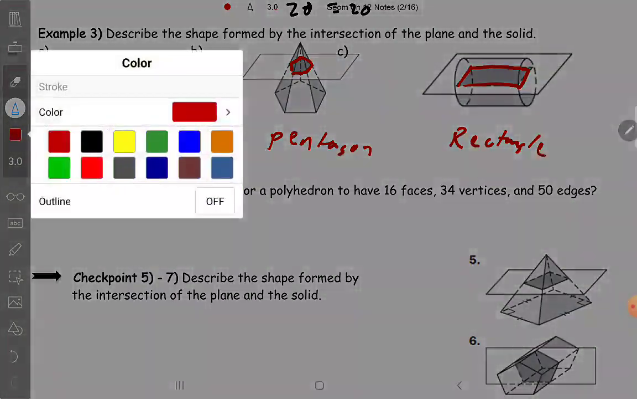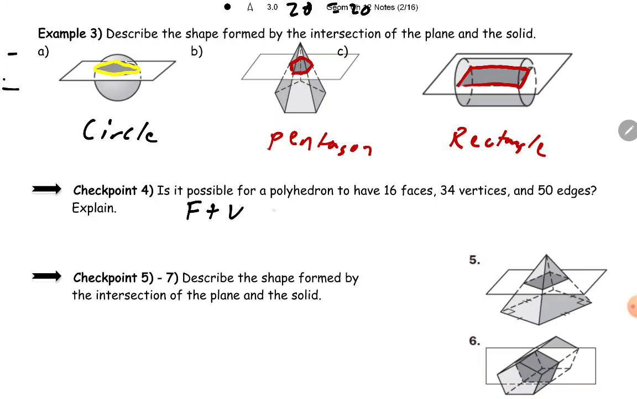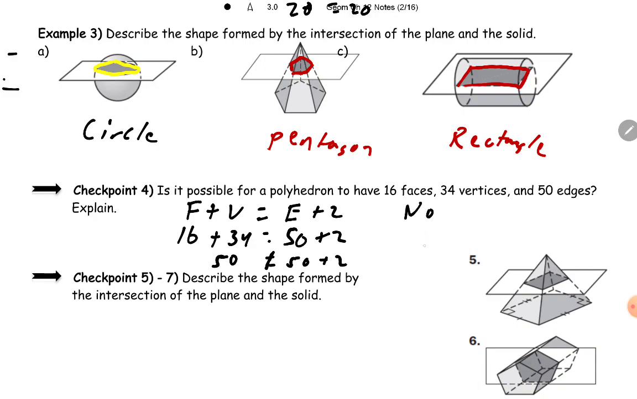All right. Here we go. Now we can use Euler's formula. Faces plus vertices equals edges plus 2. Is it possible for a polyhedron to have 16 faces, 34 vertices, and 50 edges? So I'm going to plug all those into my formula here, and I'm going to get 50 equals 50 plus 2. 50 does not equal 52, so no.